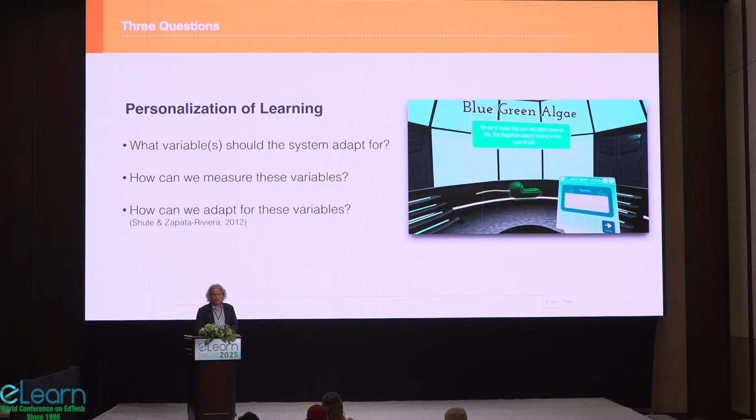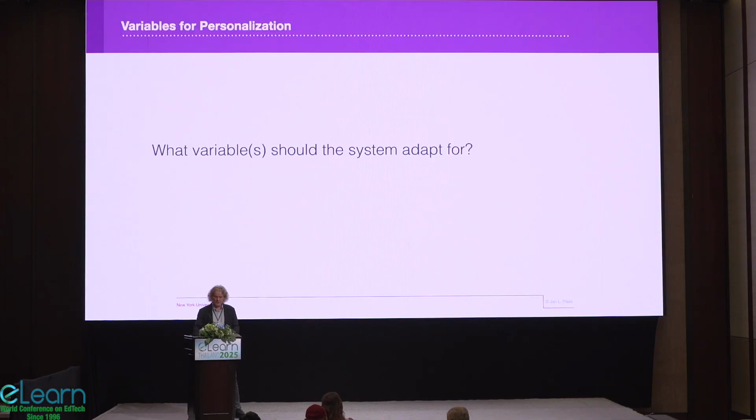And there are a number of different questions to ask. And I want to not go into, oh, let's use a chat agent to personalize. I want to go into how does it actually work? And there are three major questions that we need to ask. What variable should we adapt for? How can we measure this variable? And how do we adapt for this variable? And this goes back to Bell-Schutz's work. So what variable should the system adapt for? Now think about the one that you may have used. 2/3 of you said they had. What is a variable that is worth adapting for?